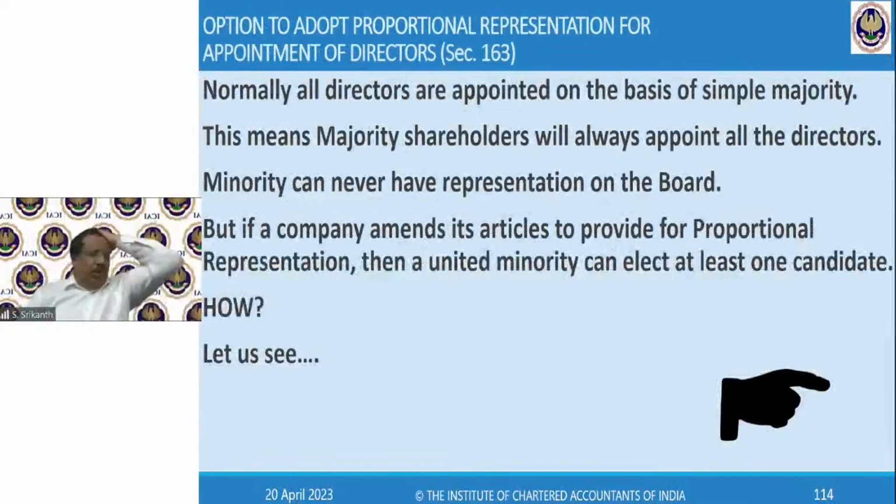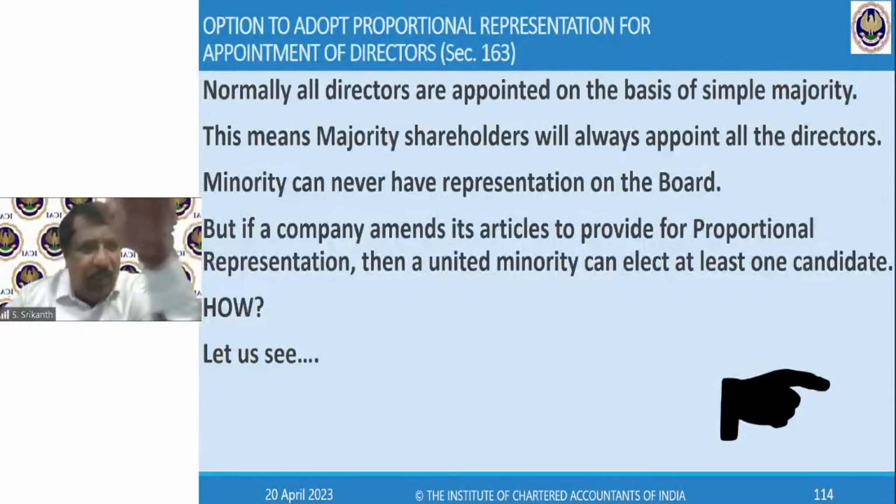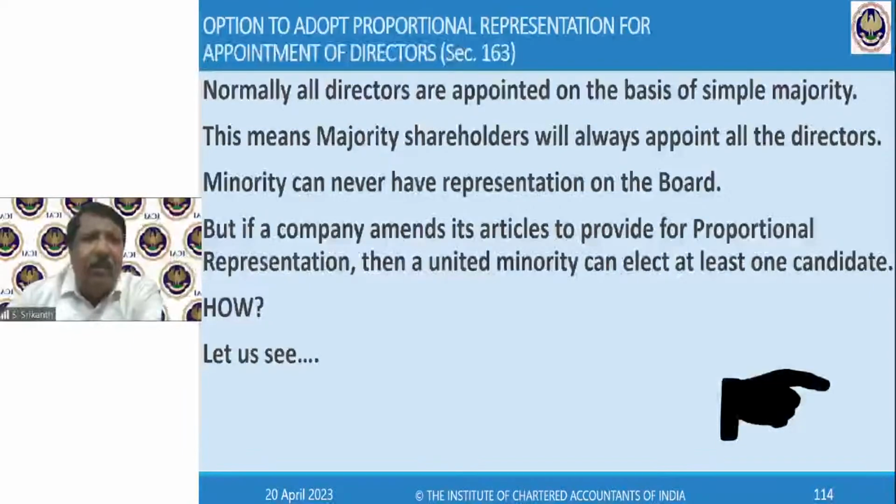Now we are going to go into another topic. Again, not very important from the exam point of view, but the section is there, so we have to understand it. I will tell the context also. Normally, all directors are appointed on the basis of a simple majority, meaning an ordinary resolution. If there are 5 shareholders and 3 of them agree, it is passed. When we come to oppression and mismanagement, you will understand. Majority will always win. The majority will always appoint all the directors.